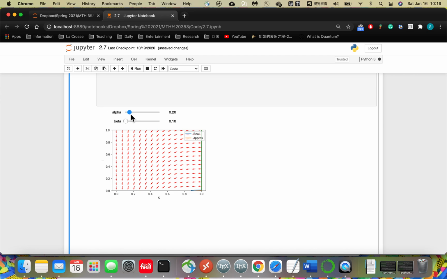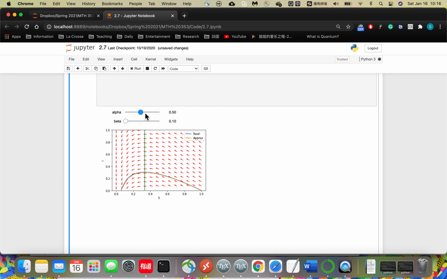Now, if you increase the infection rate, okay, you keep increasing the infection rate, and go on, and go on. Okay, so what's going on here? Let's focus on several things. The first one I want you to focus on will be the susceptible people. That is on the horizontal axis.